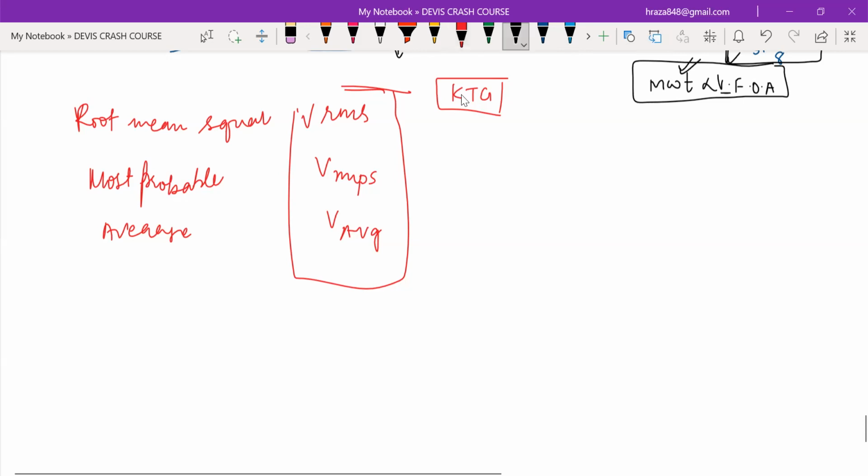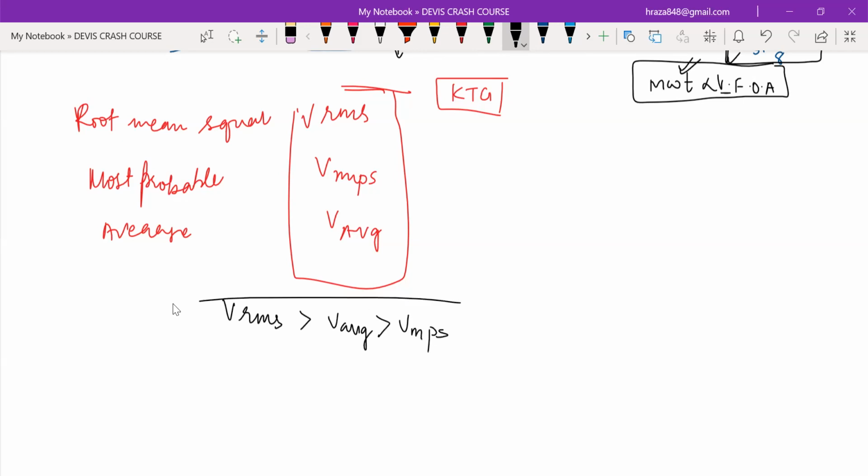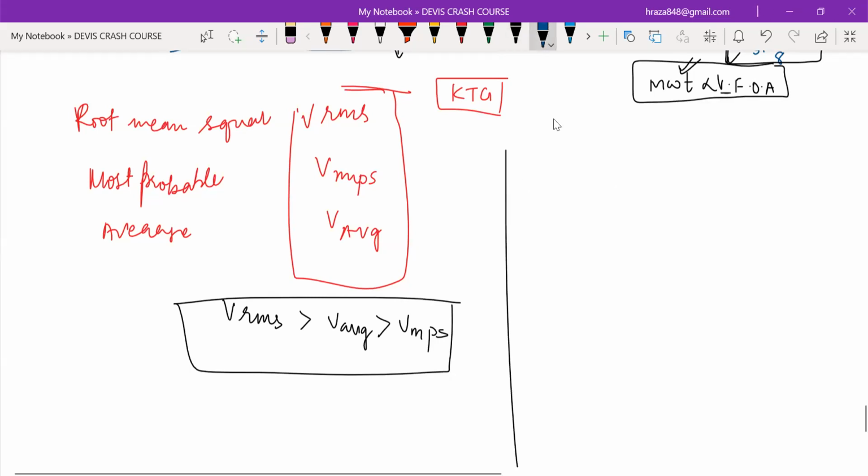Basically, in this, VRMS is the highest. Then comes your average, and then comes your MPS. Let me show you what I want to tell you. Maxwell distribution curve, you have heard of it?